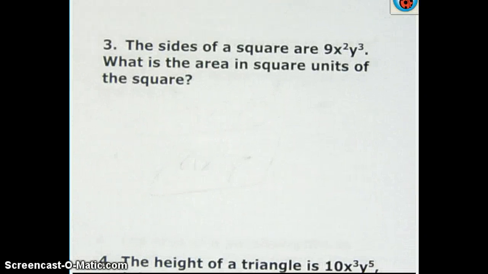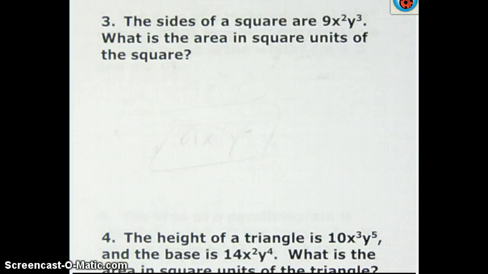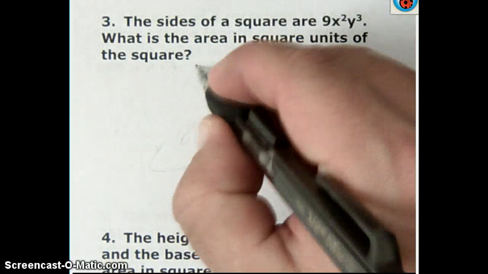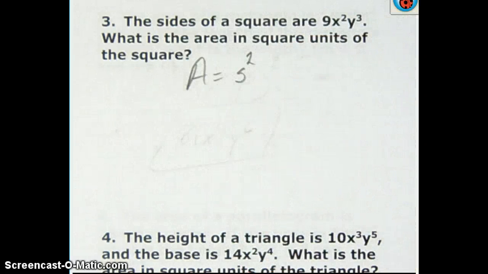Alrighty, question number 3. Now this one gets a little bit different. It says the sides of a square are 9x squared y to the 3rd. What's the area in square units? Well, here's the deal about a square. The area of a square is the length of one side squared. Technically, it would be length times width, but in a square, the length and the width are the same thing. So the side squared is what's going to get me my area of a square.